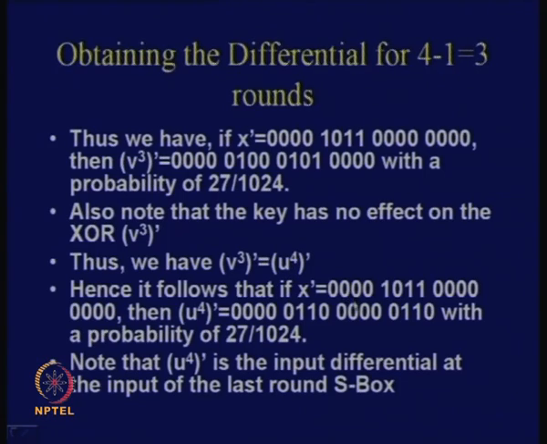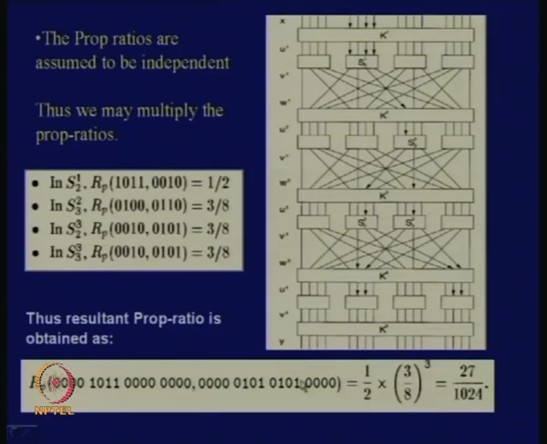Hence it follows that if you set the value of x dash to this, then U4 dash's expectation is this with a probability of 27 by 1024. Note that U4 dash is the input differential at the input of the last round S box. That is what my objective was. So I have actually found an expected differential at this location.